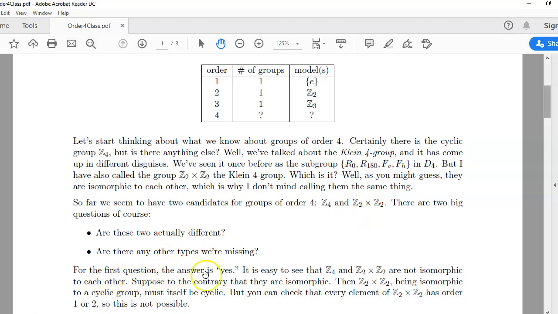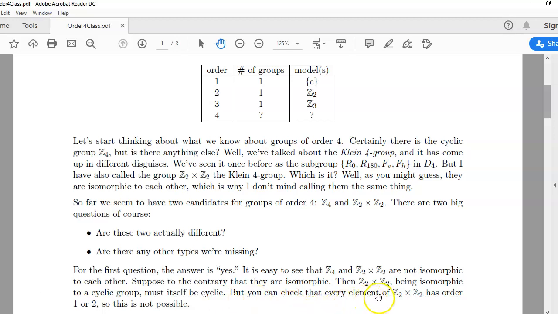And for the first question, the answer is yes, they are different, and it's easy to see why. It's easy to see that Z4 and Z2 cross Z2 are not isomorphic to each other. Here's why. Suppose to the contrary that they were isomorphic. Then Z2 cross Z2, being isomorphic to a cyclic group, must itself be cyclic. And notice I'm using an invariant here. I'm using the fact that being cyclic is an invariant.